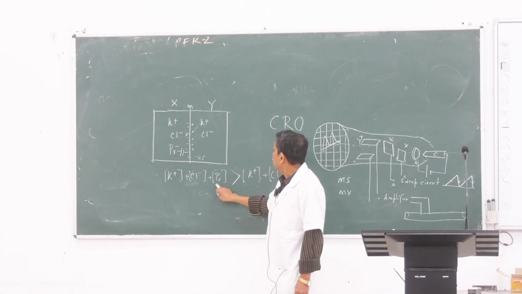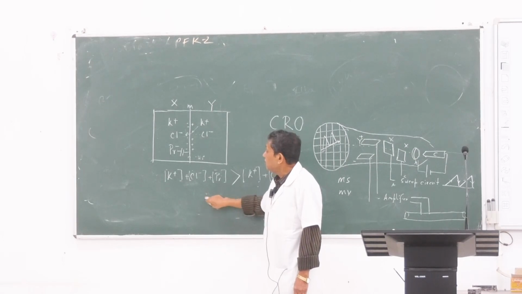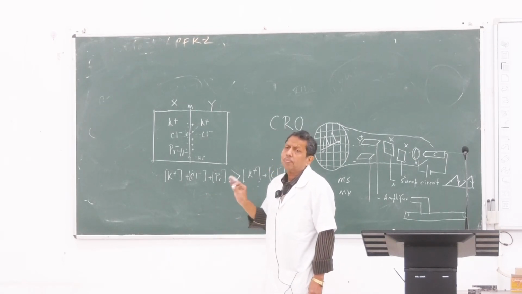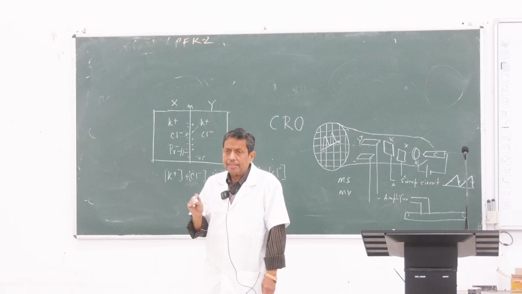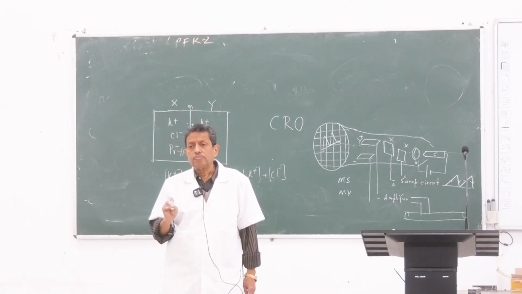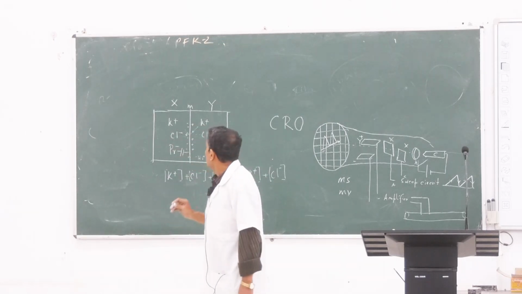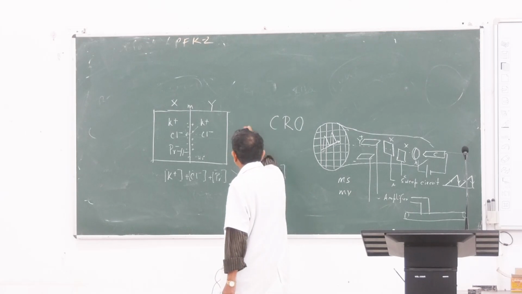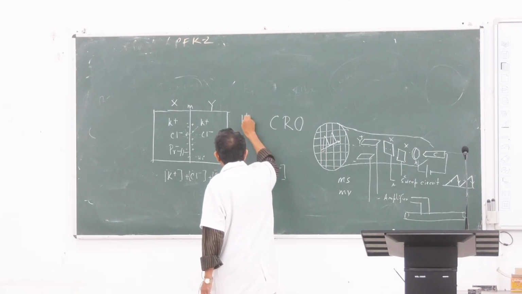Now Gibbs and Donnan showed by the electrochemical gradient of the individual ions that at equilibrium the concentration ratios of these ions are equal in this way.